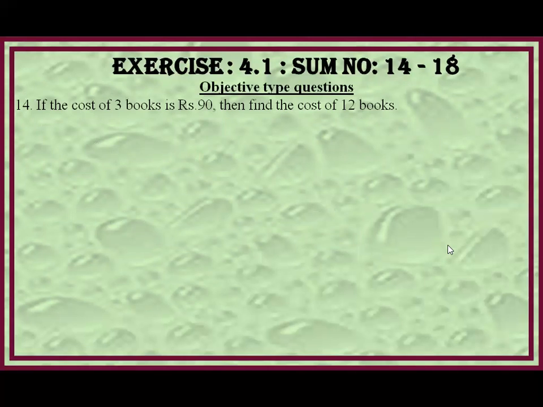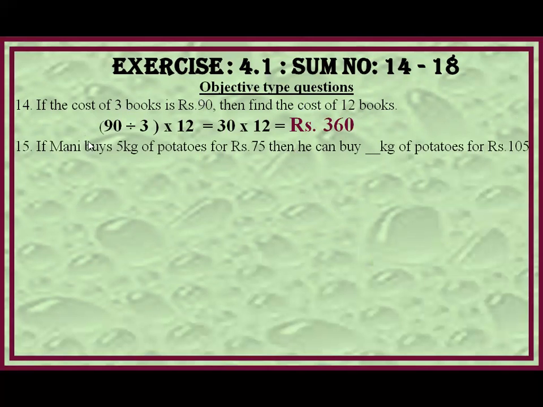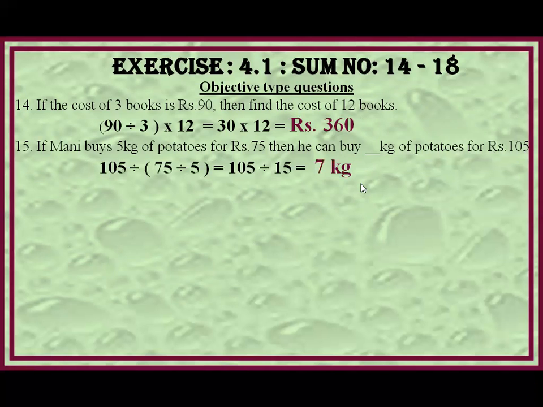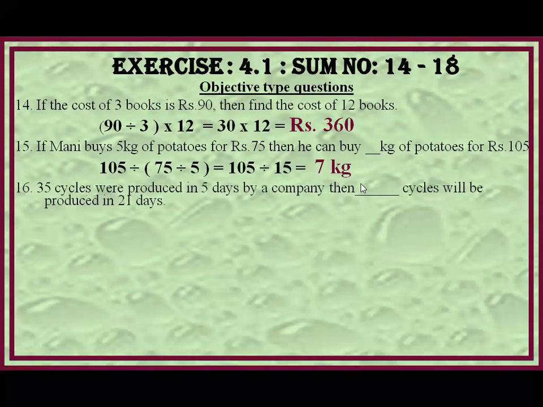Objectives. If the cost of 3 books is 90, then find the cost of 12 books. 90 divided by 3 into 12, you get the answer as rupees 360. If Mani buys 5 kg of potatoes for rupees 75, then he can buy dash kg of potatoes for 105. So 75 divided by 5, you get the cost of 1 kg, which you divide into 105, you will get how many kg of potatoes are bought, which is 7 kg of potato.